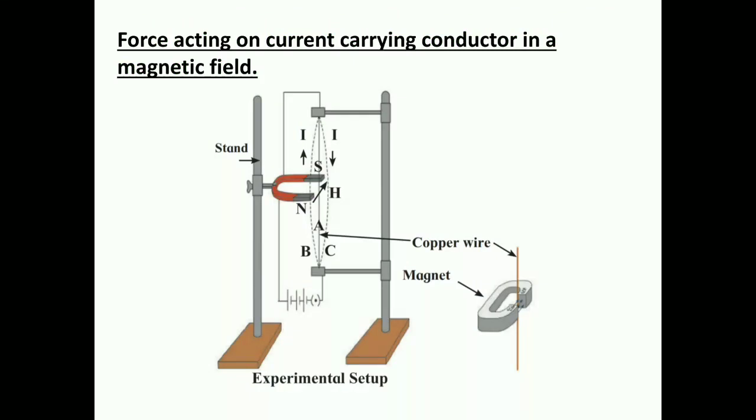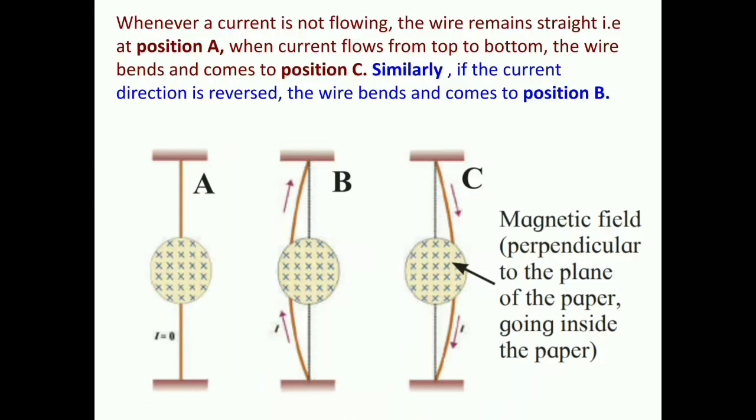Force acting on a current carrying conductor in a magnetic field. Observe this experimental setup. Using a stand, a copper wire is fixed so that it passes through the poles of a horseshoe magnet. When current is not flowing, the wire remains straight, that is at position A. When the current flows from top to bottom, the wire bends and comes to position C. Similarly, if the current direction is reversed, the wire bends and comes to position B.